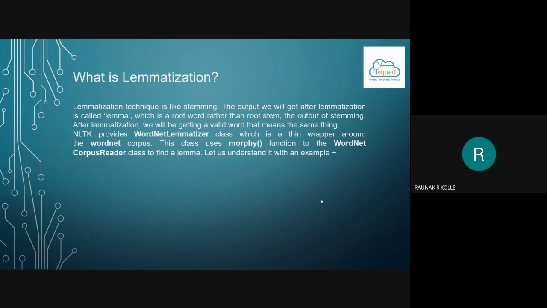Lemmatization. Lemmatization technique is similar to that of stemming. The output we will get after lemmatization is called the lemma, which is a root word rather than the root stem, the output of the stemming. After lemmatization, we will be getting a valid word that means the same thing as the stem. But note that the validity of the word is compared with the words in the dictionary.